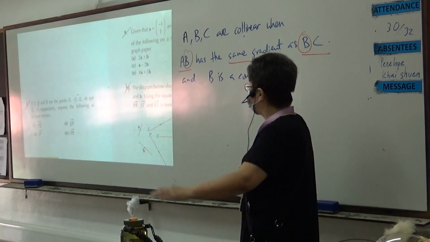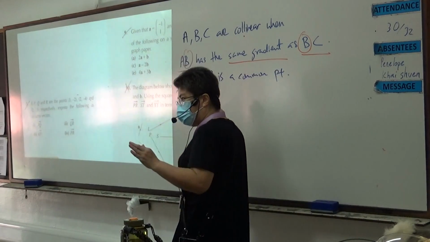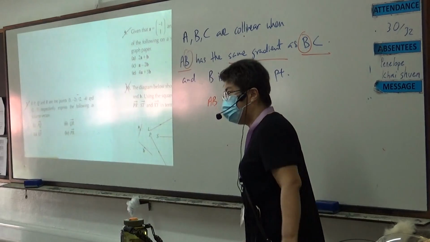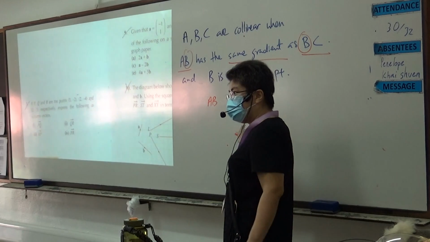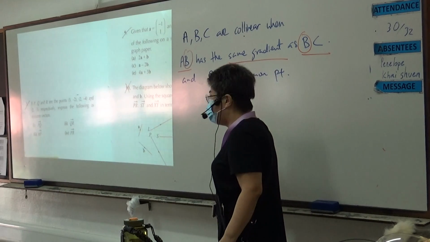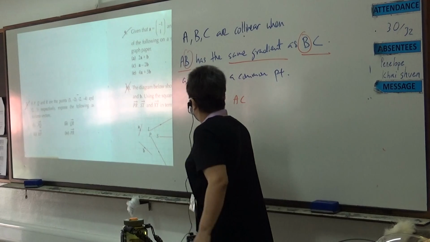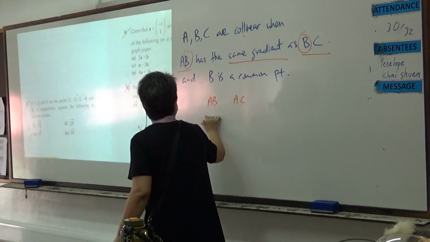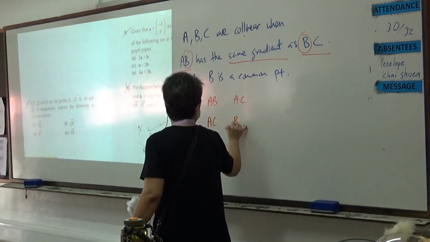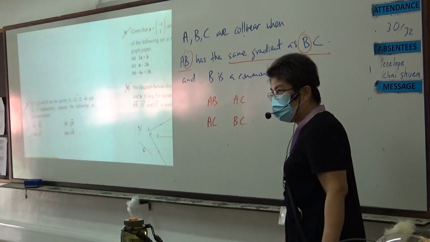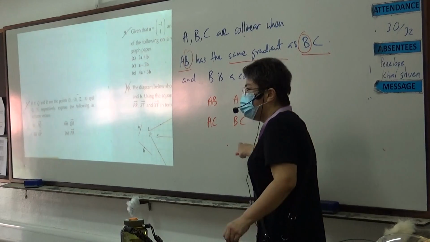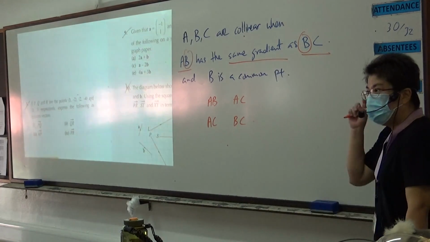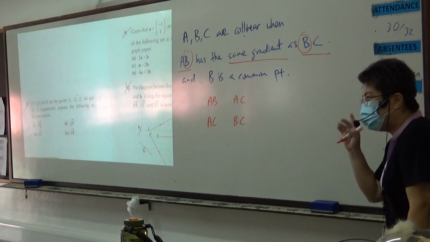Now I need to stress this. It doesn't mean that it has always got to be B. It can be AB and AC have the same gradient. So what's the common point here? A. It can also be AC with BC, same gradient. Then what's the common point here? C. Understand? Now, I repeat here, I'm talking about gradient here.